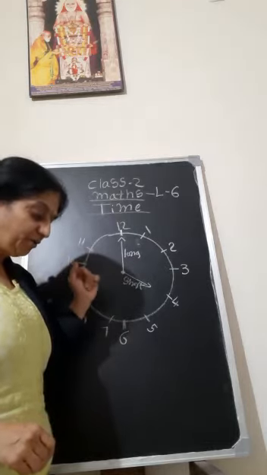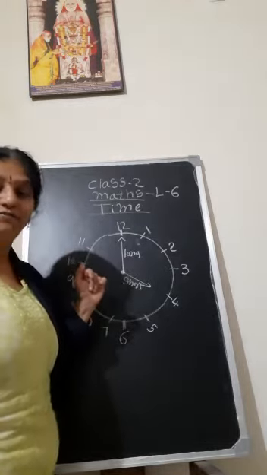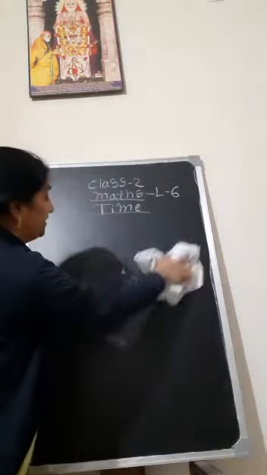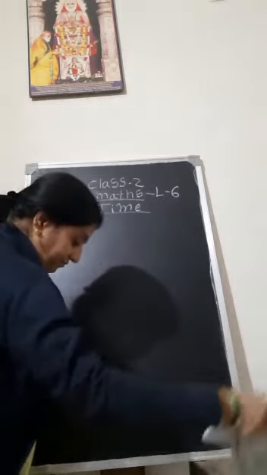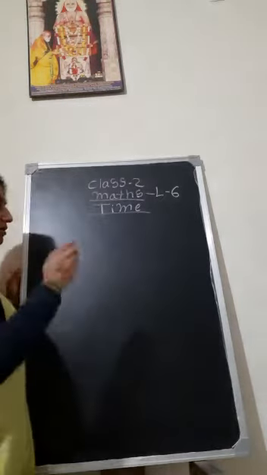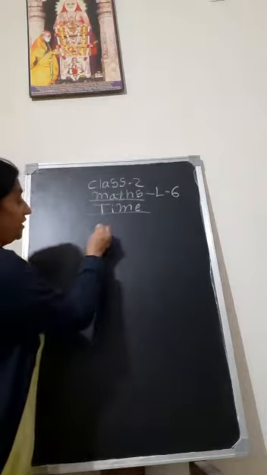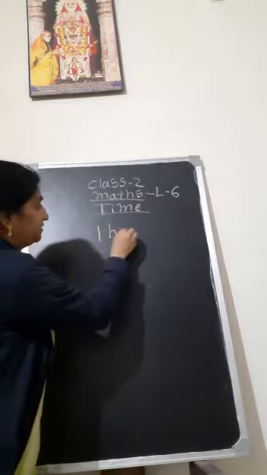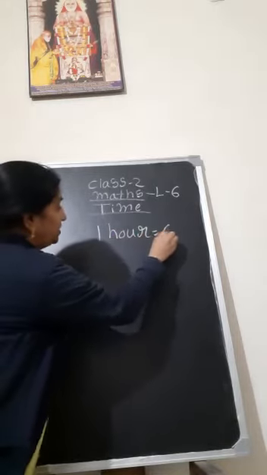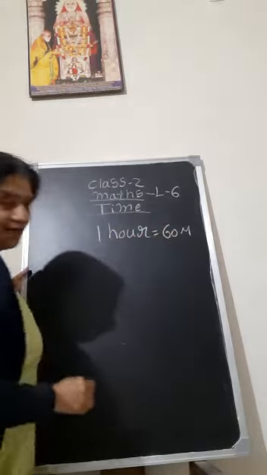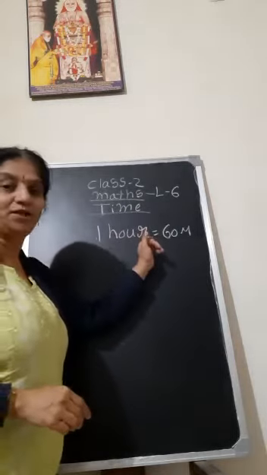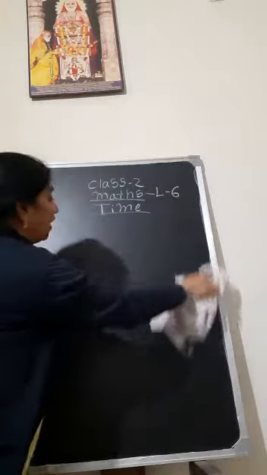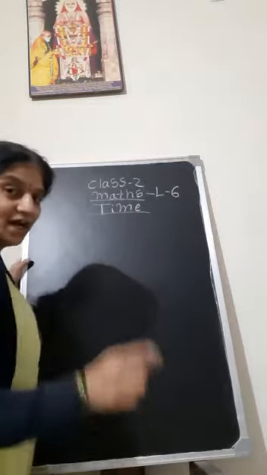Okay? So how to know about the hour on the clock? First we are going to learn about the hour. So first we have to know how many minutes are in the hour. 1 hour is equal to 60 minutes. How many minutes? 1 hour is equal to 60 minutes. Okay, now we are going to know how that clock shows us hours.